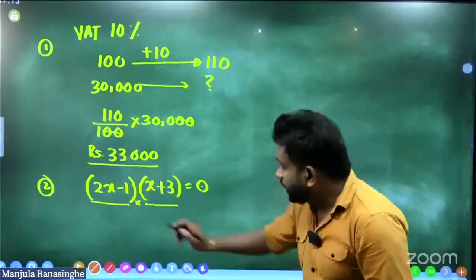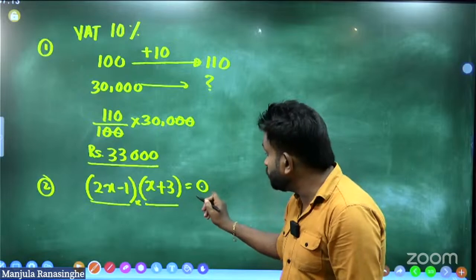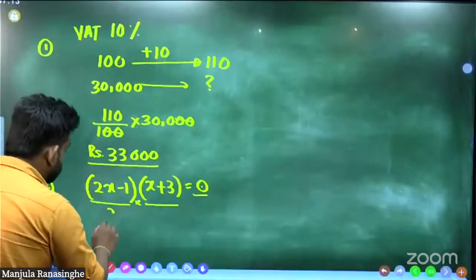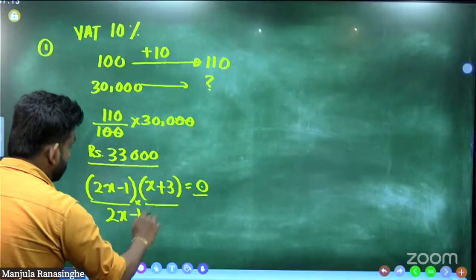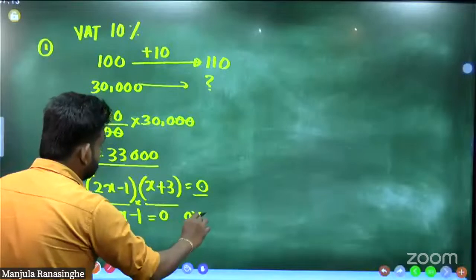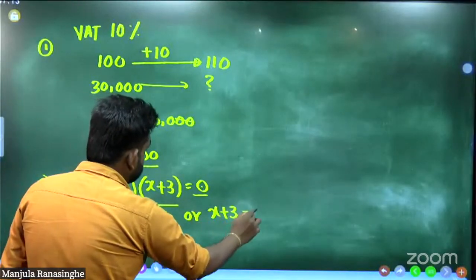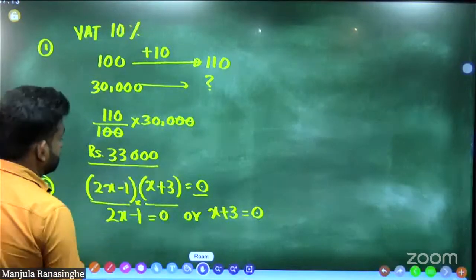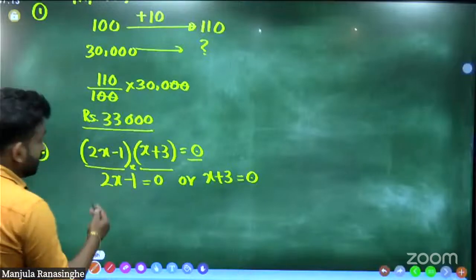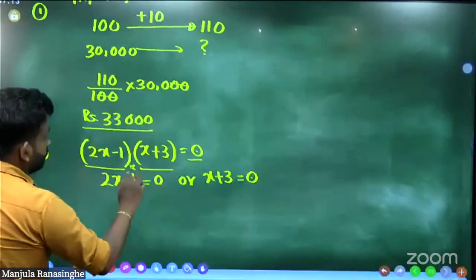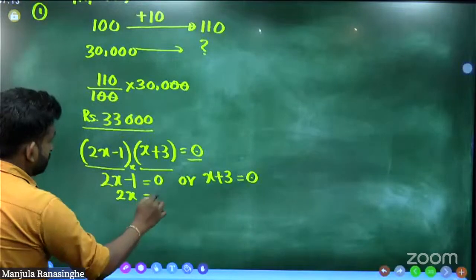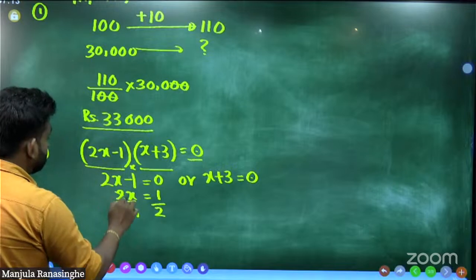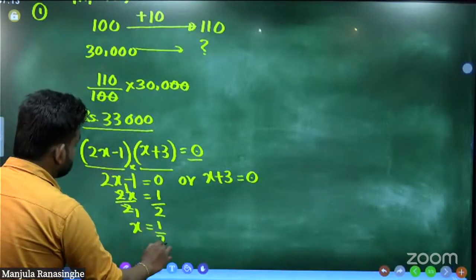Now the multiplication of two factors came as 0. In mathematics, for a multiplication to become 0, one of them has to be equal to 0. That's the logic. 2x - 1 = 0, or the other one, x + 3 = 0. Now you can solve them individually, like a linear equation. Bring this minus 1 to the other side: 2x = +1. Then divide by 2 on both sides, then 2 cancelled out. Then x = 1/2, x equals half.